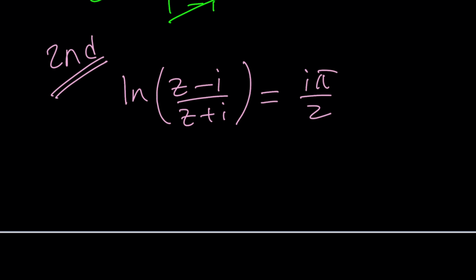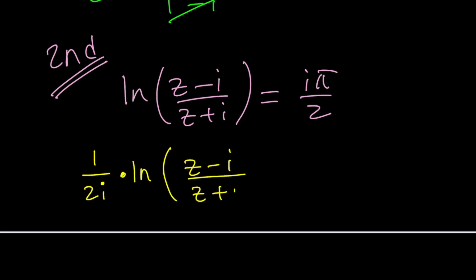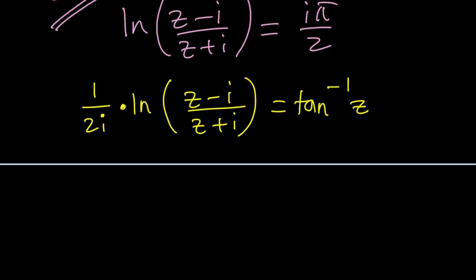So here's how the formula works. We have 1 over 2i multiplied by ln of z minus i divided by z plus i is equal to tan inverse of z. Pay attention to this because you're going to see something familiar. There's a constant, but I'm going to ignore that. I don't think it's going to apply in this case. I could be wrong, and correct me if I'm wrong, but that's what I'm thinking at this point.